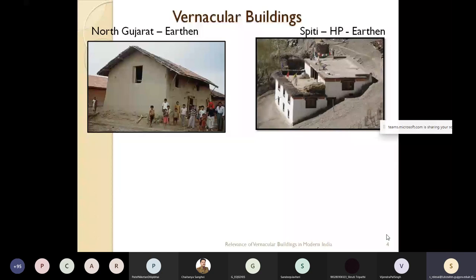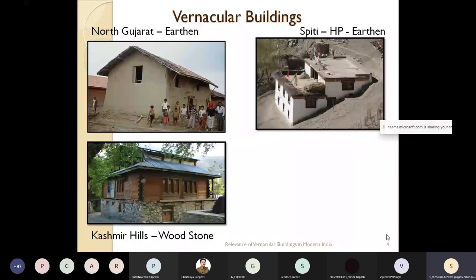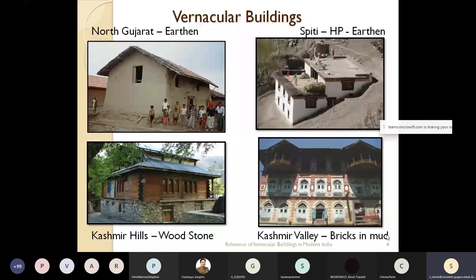And then going to Kashmir, Kashmir has different zones, like all the states. In parts of Kashmir you are in the hills where there is a lot of rock and a lot of woods, trees. So your house is made of timber and stone or just stone. And then you come to the valley of Kashmir, Kashmir Ghati, what we call, and there is fantastic soil to make bricks. So you have fantastic brick masonry.